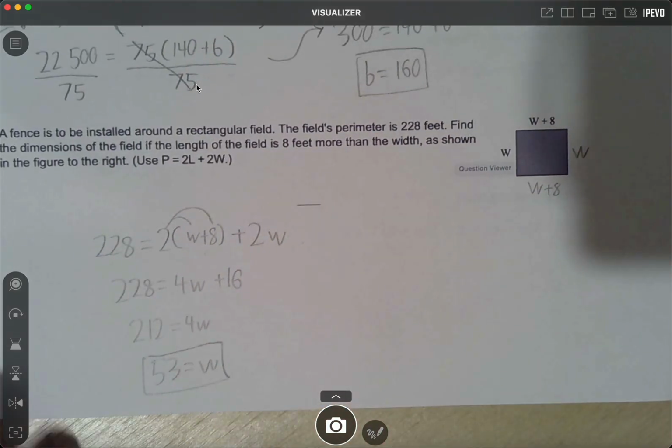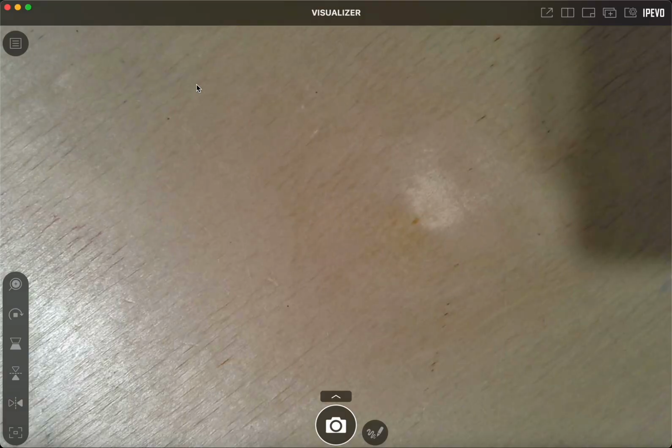All right, as always, I recommend plugging that back in just to check your work. If I do that, I have two 53s, which makes 106. And if I have a 53 plus 8, which is 61, and I have two of those, let's see, yep, 228 for my perimeter. So we found it. All right. Next page.